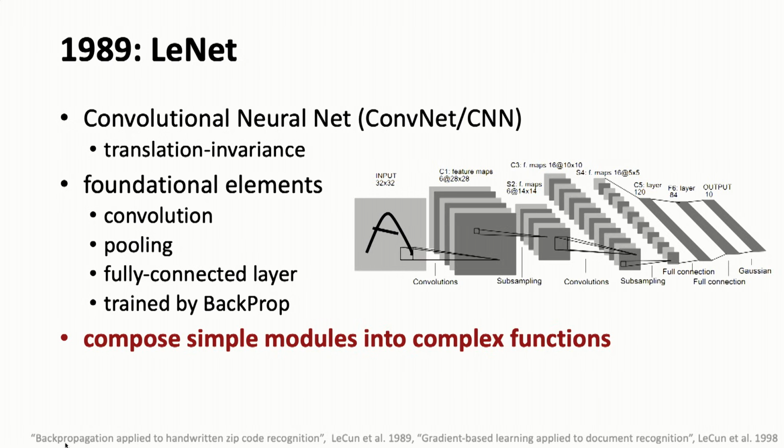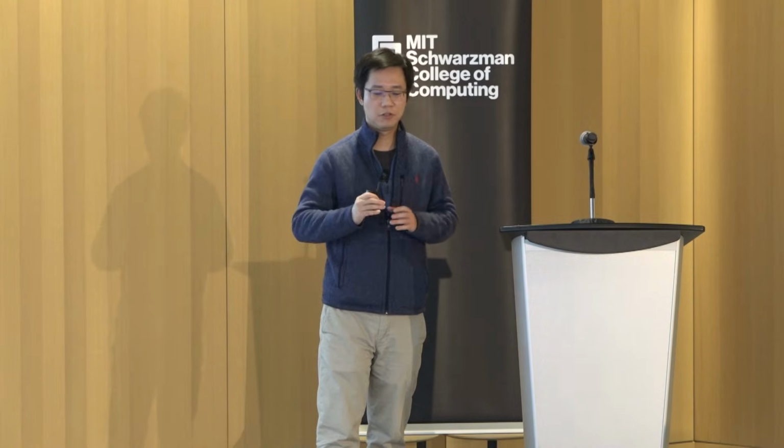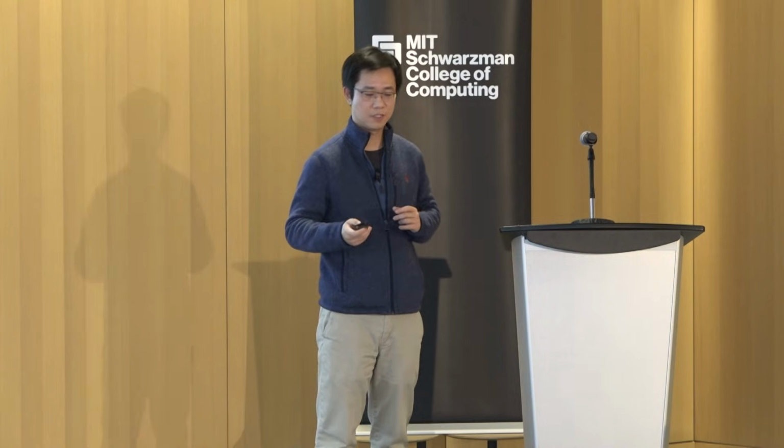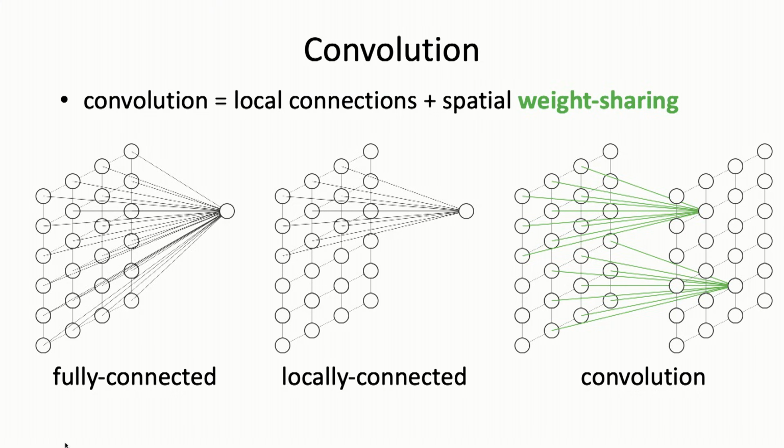And again, a convolutional neural network is just one instantiation of the deep learning methodology, which is to compose simple modules into highly complex functions. And next, I'm going to introduce two of these simple modules that are foundational. The first module is the convolutional layer. Simply speaking, a convolutional layer is just local connection plus spatial weight sharing.